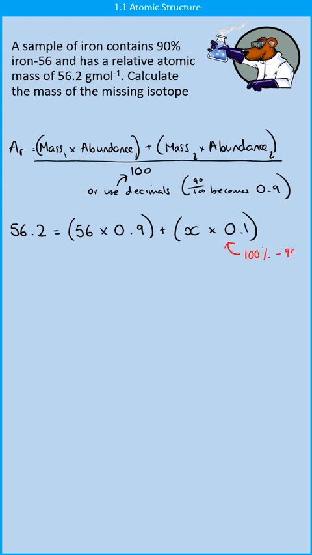And the reason that I know that is that this is percentage data, and so all of my different abundances have to add up to be 100%. And in this instance, it's quite a nice straightforward question. I've only got two isotopes, so I can just do 100 take away that percentage, or in this case, 1 take away that decimal.